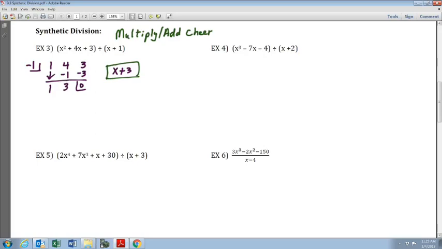All right, and of course, if you wanted to check your answer, x squared plus 4x plus 3 should equal x plus 1 times x plus 3. All right, let's move on to number 4.